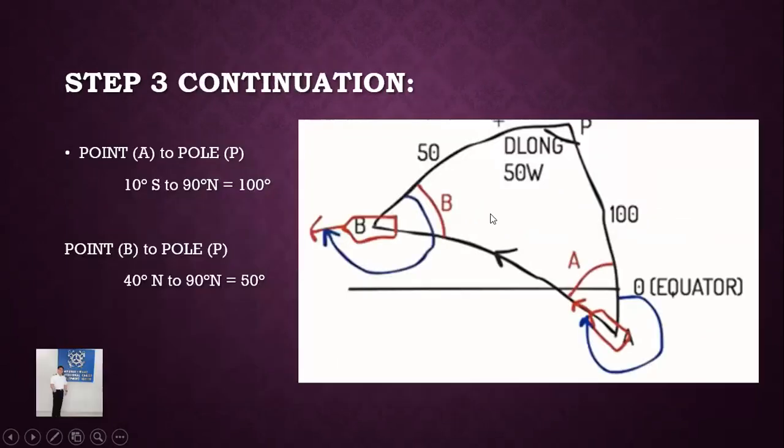Point A to pole P: coming from 10 degrees south, from the equator to the pole is 90 degrees north. So 90 plus 10 is 100. That is why 100 is written here. Then point B to pole P: B is 40 degrees north, subtract from 90, and you get 50 degrees from B to point P. I hope that is clear.